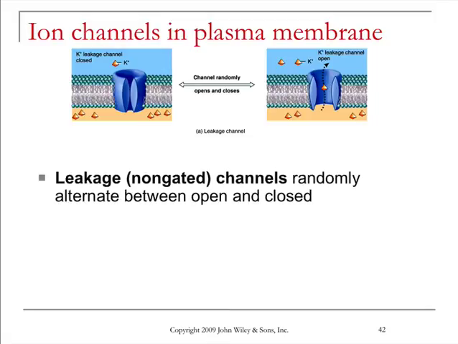In this picture, we will first look at leakage, otherwise known as non-gated channels. These types of channels randomly alternate between the open and closed position. Many textbooks will say that these channels are always open, and for all practical purposes we can think of them that way. In other words, they are constantly allowing ions to flow through them, and the ions will flow following the electrochemical gradient.